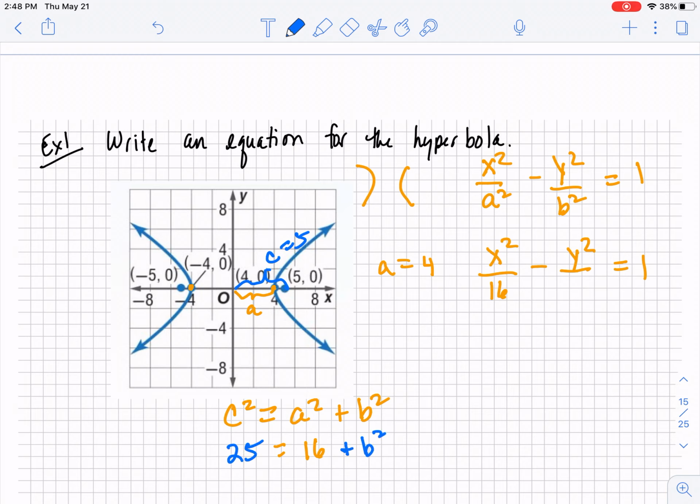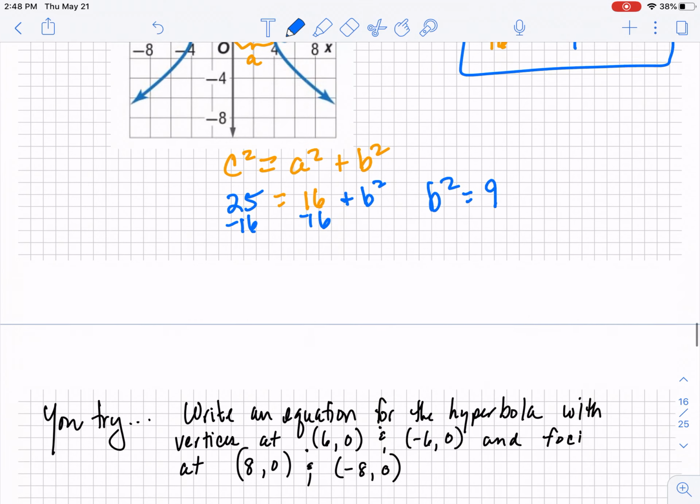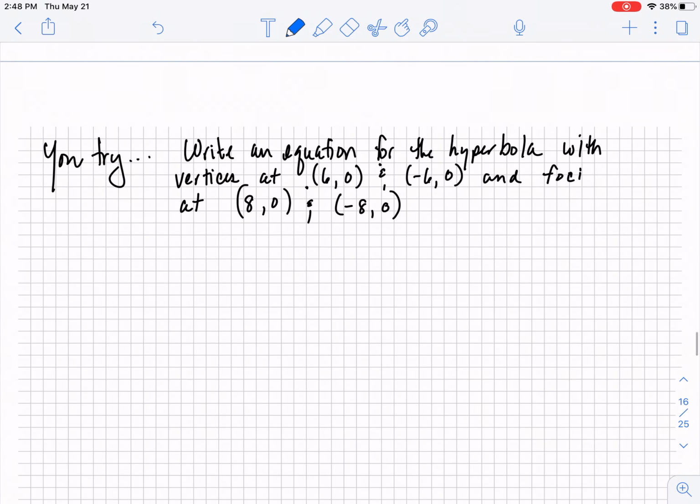Now I'm going to solve for b squared. I'm going to subtract 16. B squared is equal to 9. Check it out. Put that 9 there. There's your equation. Okay. Write an equation for the hyperbola with the vertices there and foci there. And that's kind of the same thing. You know what? You guys try that and we'll talk about it in class.